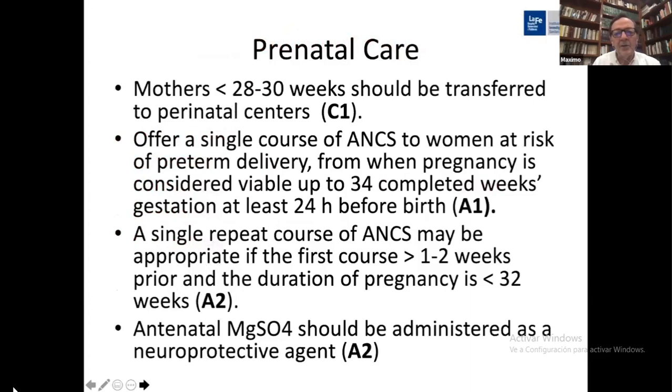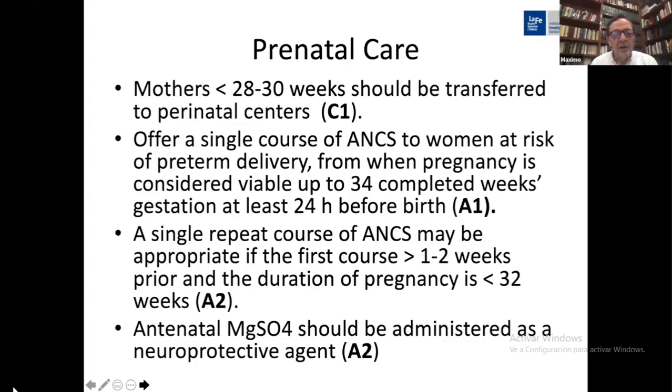Regarding the first part, prenatal care, our obstetricians, in contact or in coordination with us, have recommended that mothers below 28 to 30 weeks gestation should be transferred to perinatal centers. We have done a European study in which it has been shown that centralization of perinatal care is one of the strongest inputs that has improved our standard of care.